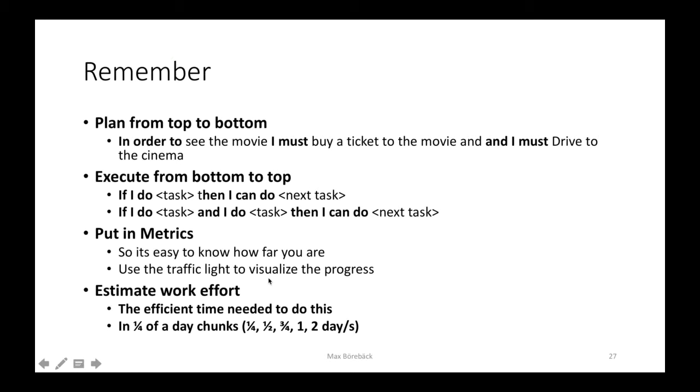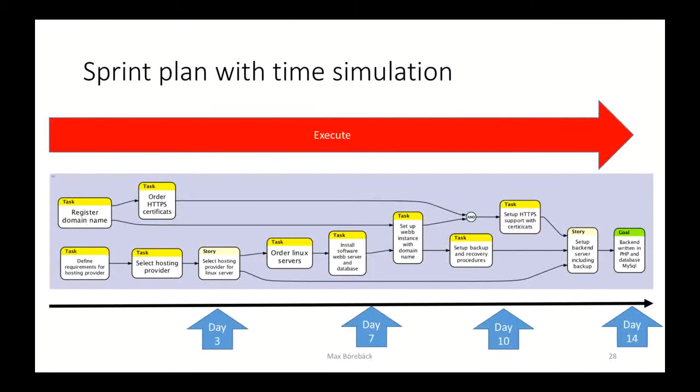We also have to estimate the work effort, the effective time needed to do this, and define that in chunks of days. So a quarter of a day, half a day, 3/4 of a day, 1 day, 2 days, etc. Now we can line this out in our time simulation. In this case we have a 2 weeks sprint plan, and we line up the tasks here. From left to right, that is our execution order. The things that we will start with are on the left side, and here we can see that we have estimated that on day 3 we will deliver the first story.